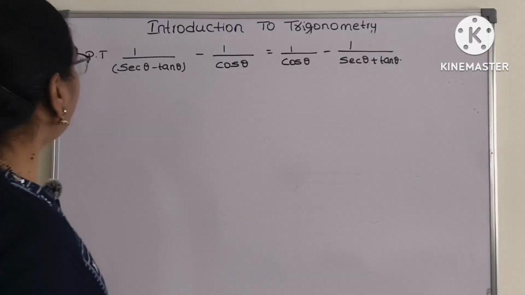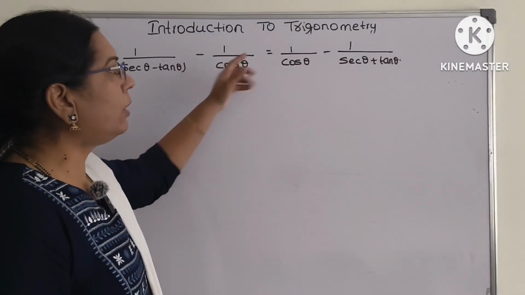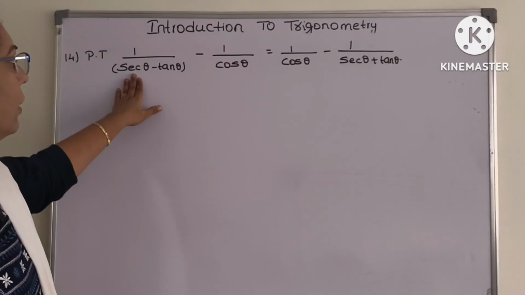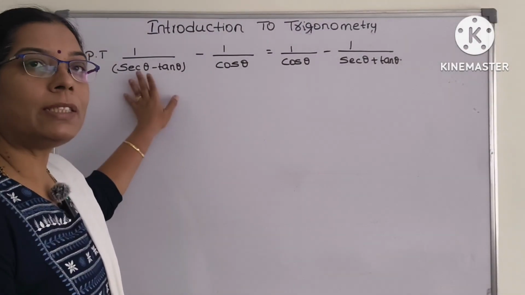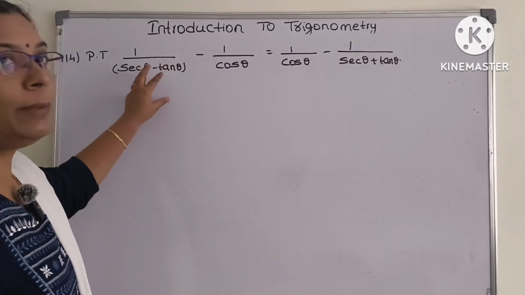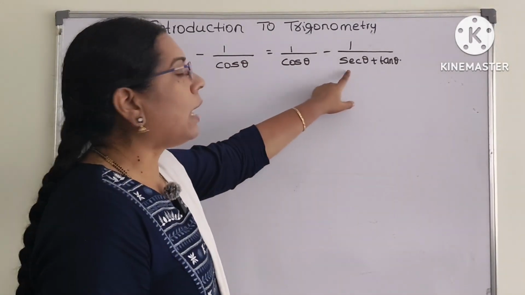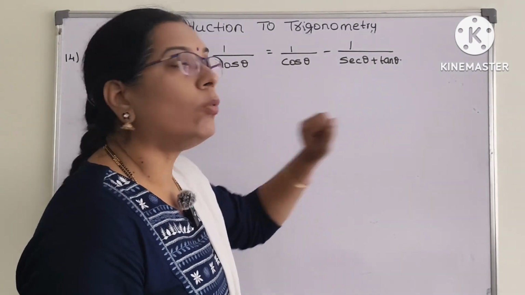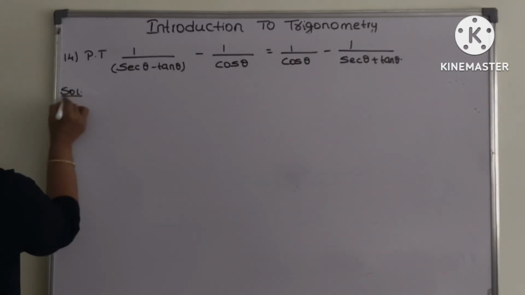Hence, we have to prove that 1 by secant theta minus tan theta minus 1 by cos theta equals this. Now see, LHS contains secant theta and tan theta. So basically, I may try to convert them into simpler terms. But if you see again, RHS also contains the same secant theta and tan theta. So what I will do, I will use a different procedure now.